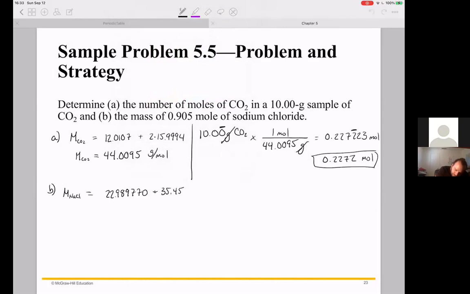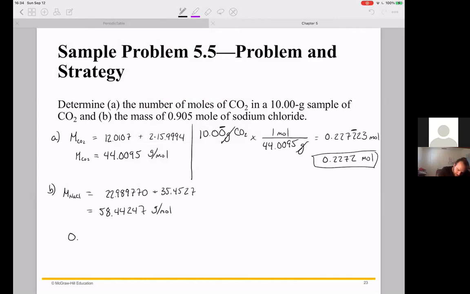Add that together and I get the molar mass of sodium chloride, which is 58.4425. And again, it's a really good idea to follow along on your calculator as I'm doing this. You might have to pause if I'm moving a little bit fast, but making sure that you're getting the same answers and you know where these numbers are coming from is really important. So that'd be grams per mole for the molar mass.